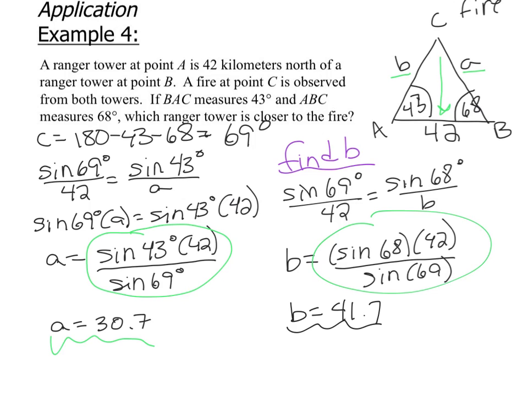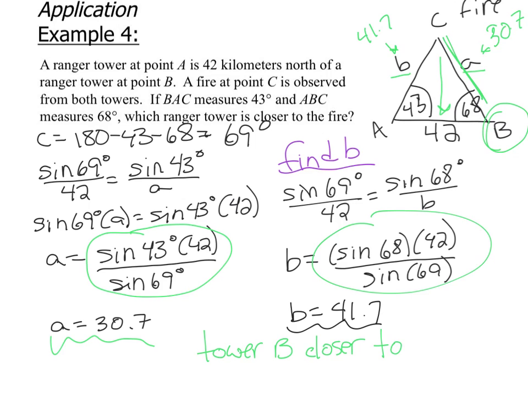Okay, now let me see if I can answer the question here. So B, here's B, it's 41.7. A is 30.7. So this distance is shorter, so to answer my question, tower B is closer to the fire. And I think that is what they asked, which ranger tower is closer to the fire? So tower B, because side A is shorter, tower B is closer to the fire.